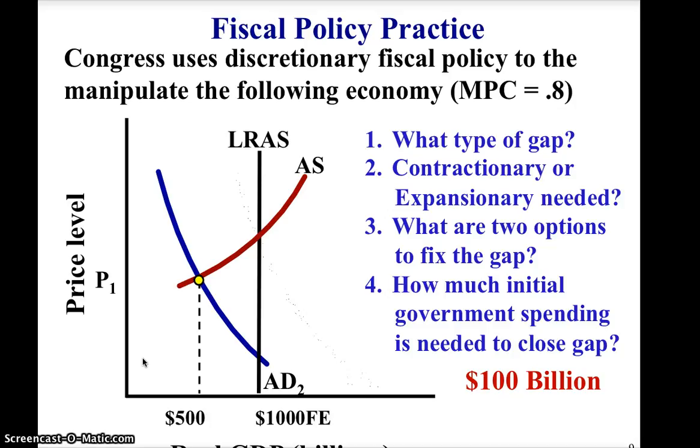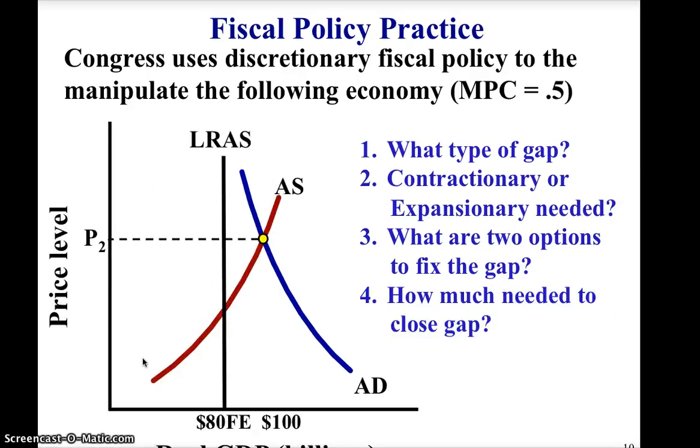Okay? That will move the aggregate demand over to long-run equilibrium. Let's try one more. We have a different situation here. Here we have an inflationary gap. So the economy is overheated and we need to contract it a bit. So what are our two options? Well, it's only taxes and spending, so we either have to raise taxes or decrease spending.